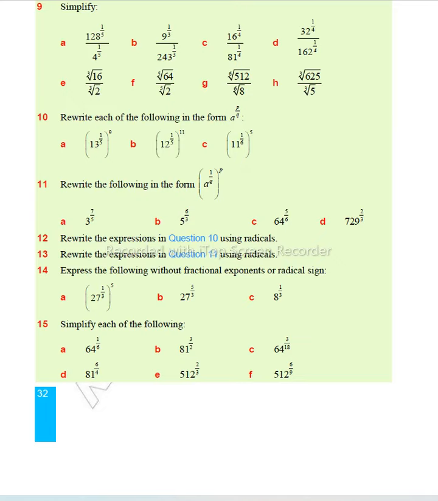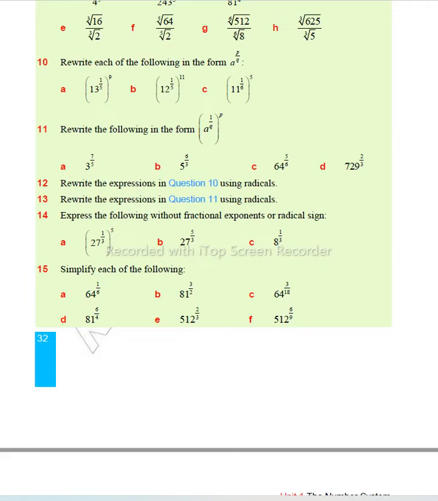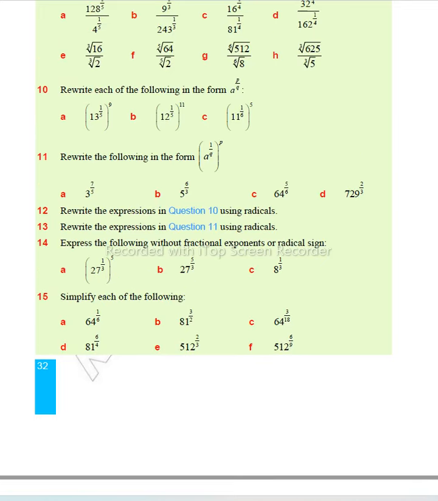Okay, question number 40 says to simplify each of the following. Let us simplify. Okay, this is question number 15. We try to do question number 14 first: express the following without fraction, exponent, or radical sign.